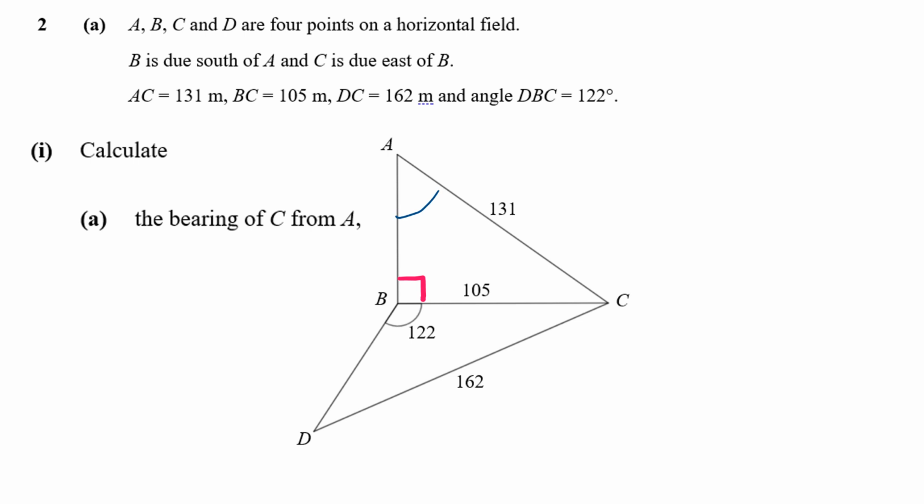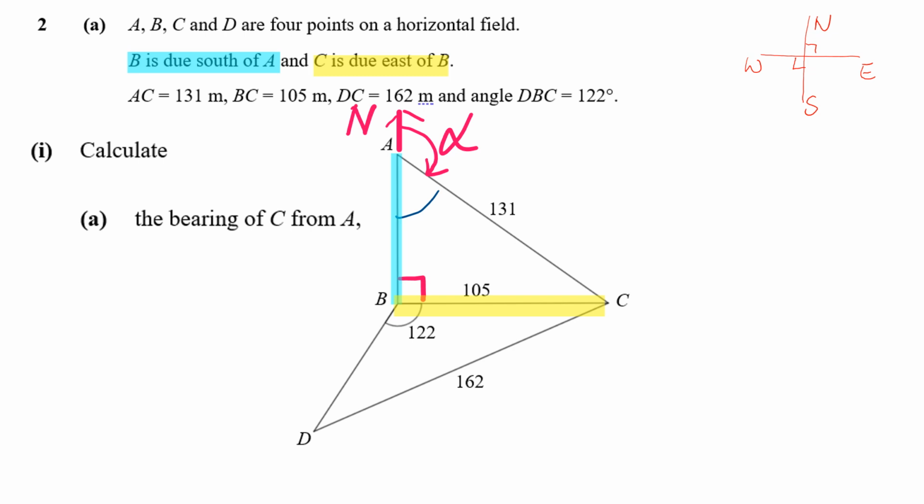So you're given 4 points A, B, C, D on the horizontal view, right? And B is due south of A, right? And C is due east of B. So that will make your angle ABC 90 degrees. Okay, you can refer to the earlier concepts that we've learned. The two lines there, NS and WE, will intersect each other at 90 degrees. So that's the reason why angle ABC is 90.